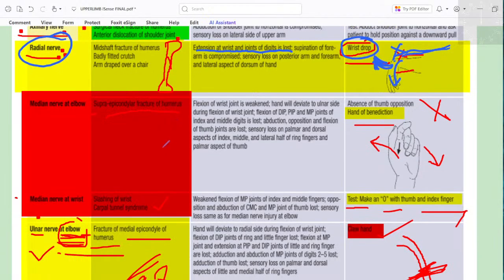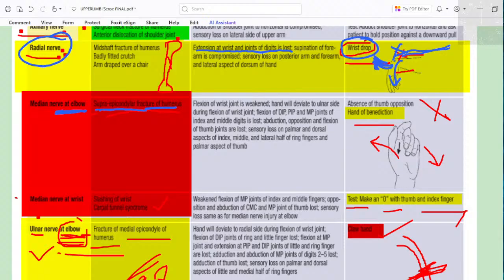Median nerve injury, it can happen. The median nerve is very long, and we have already seen it has two roots, medial root and lateral root. So if the median nerve is injured at the elbow joint, how can it be injured? Supracondylar fracture, supracondylar fracture of the humerus.